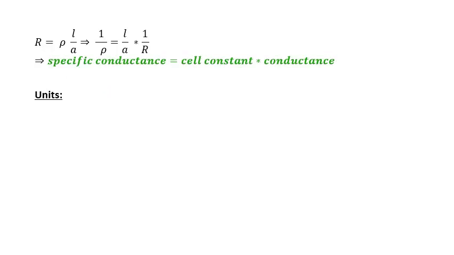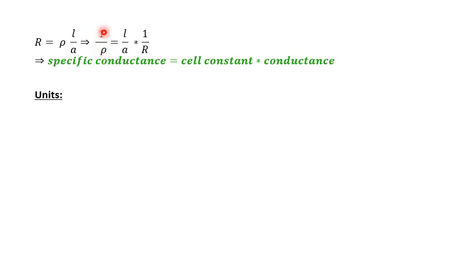Okay. Next, already we discussed R equal to rho into L by A, because resistance of a conductor is directly proportional to the length and inversely proportional to the cross-sectional area. Now I am rearranging the terms here, so we are getting 1 by rho equal to L by A into, sending R to this side, 1 by R. So 1 by rho is the specific conductance, because rho is the specific resistance.